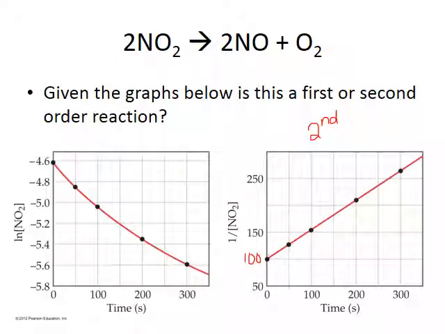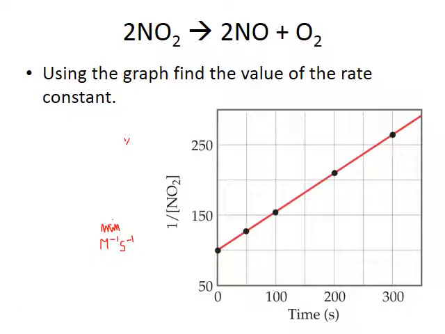Again, we'd have our y-intercept here. The y-intercept is going to tell us the initial concentration of our NO2, this is 1 over that initial concentration. So this point is at 100 molar. So if I took 100, I can calculate my concentration of NO2 from that. And we're going to take a look at how to actually calculate the slope of the line as well.